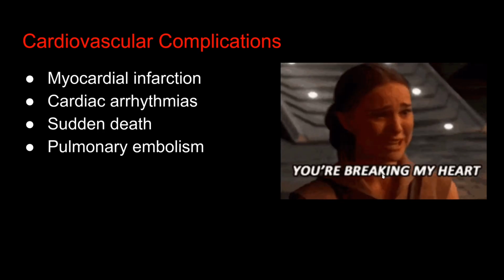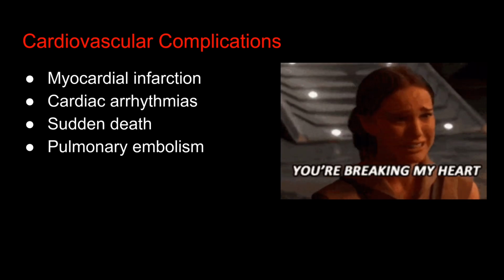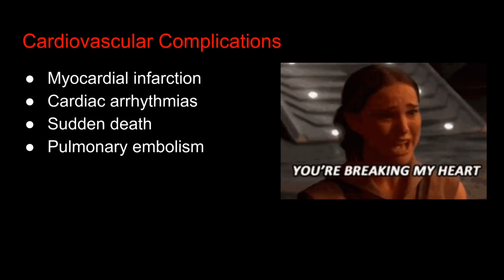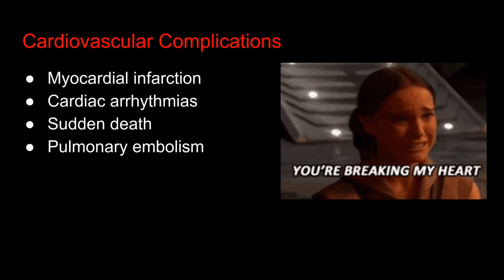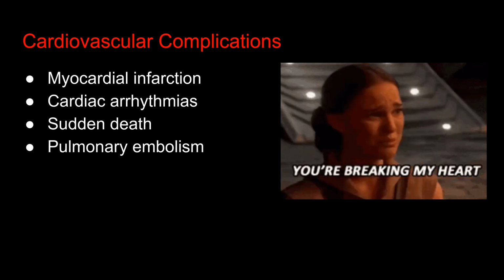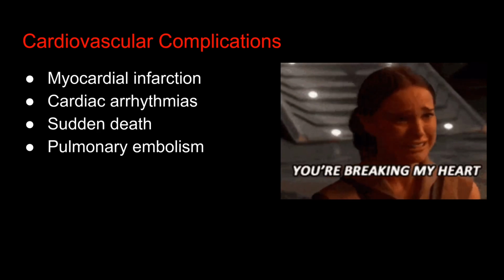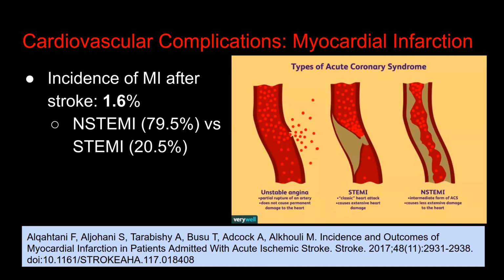Okay, so what are the possible cardiovascular complications? You can have MI, you can have cardiac arrhythmias, pulmonary embolism, and sudden death. The deaths that we are not anticipating, which we should anticipate. Okay, so for MI, our stroke patients have a risk of 2% of getting an MI after the stroke. Most of the time, they are NSTEMIs, so non-ST segment elevation MIs.